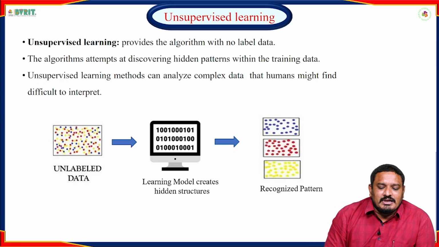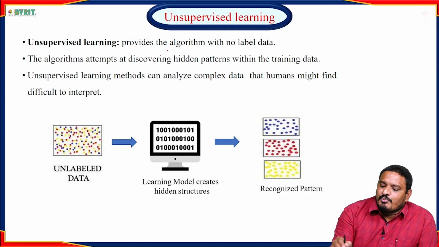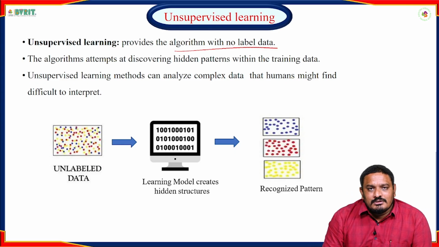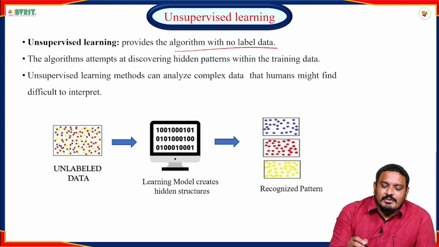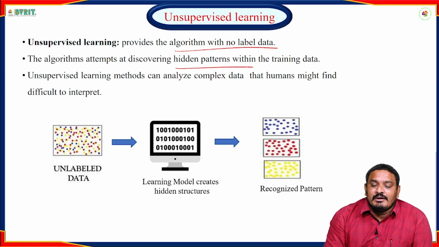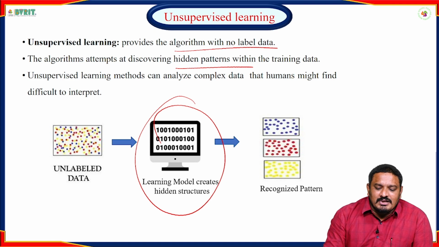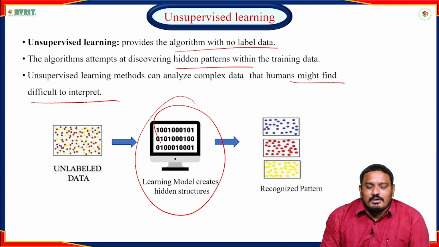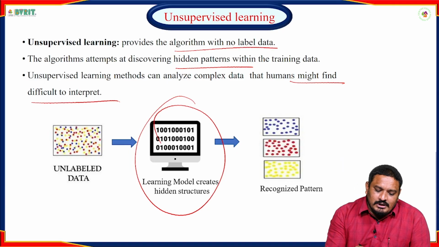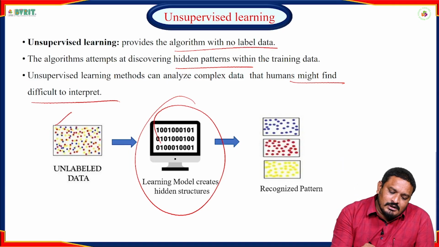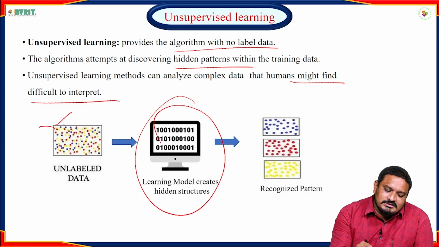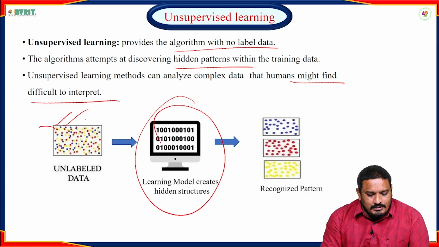What is unsupervised learning? Here we provide the algorithm with no labeled data. The algorithm attempts to discover the hidden patterns in the training data. Unsupervised learning algorithms can handle complex data that humans find difficult to interpret. Here, this yellow color is there, red color is there, blue color is there. These are the unlabeled data.